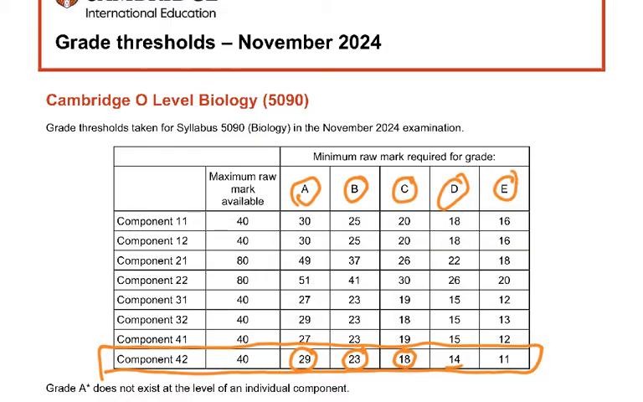So knowing the grade threshold, you should always think of this when you are attempting the exam and see for yourself how you can make lesser and lesser careless mistakes and manage to get the grade that you want.